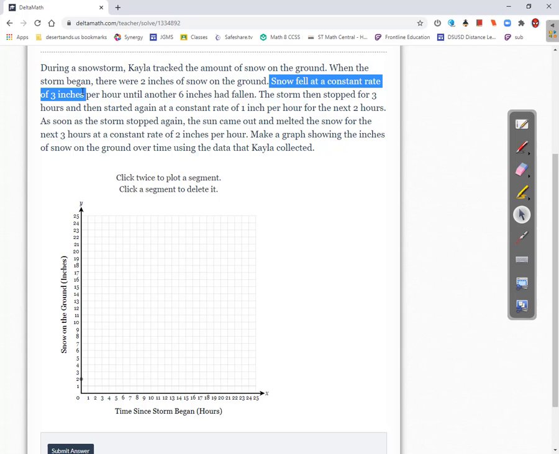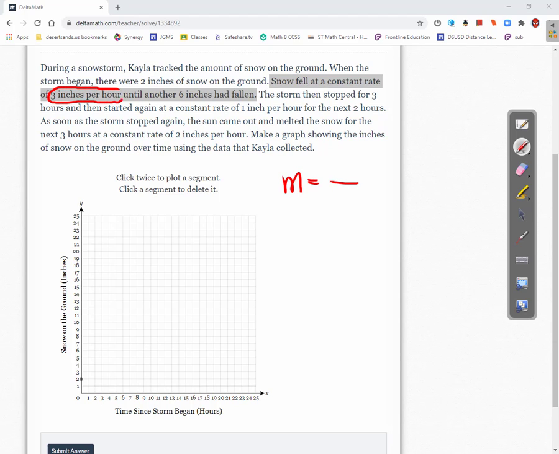Snow fell at a constant rate of 3 inches per hour until 6 inches had fallen. Okay, so like we did in the last example, the hint is we want to find what our m value is. And a key to finding our m is we want to look for the word per or every. And I see the word per here, so this is my m, or my rate of change here. This is going to be 3 inches per hour. And remember, per hour is singular. That means per 1 hour.